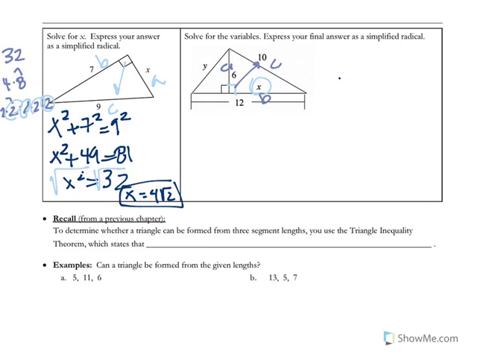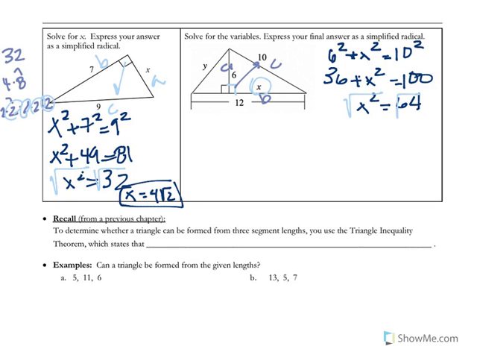So let's first find out what x is, and then maybe that will help me find y in a second. So I'm going to do 6 squared plus x squared. Like I said, I swear I'm trying to be neat. 6 squared plus x squared equals 10 squared. So I've got 36 plus x squared equals 100, minus 36 from both sides, and I get x squared equals 64. Square root both sides, and that gives me x equals 8. All right, cool.